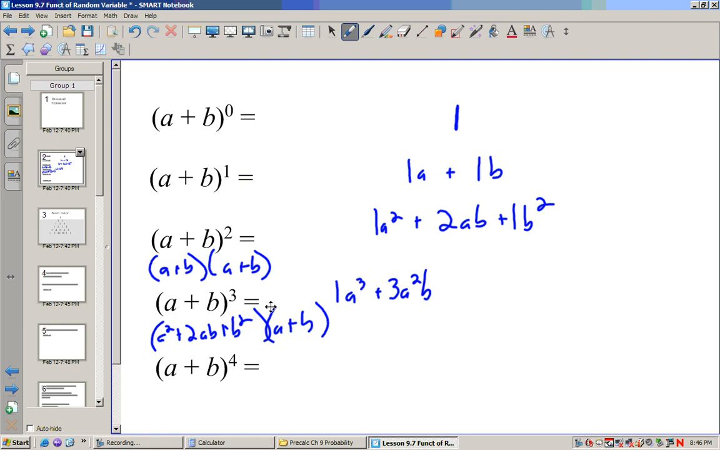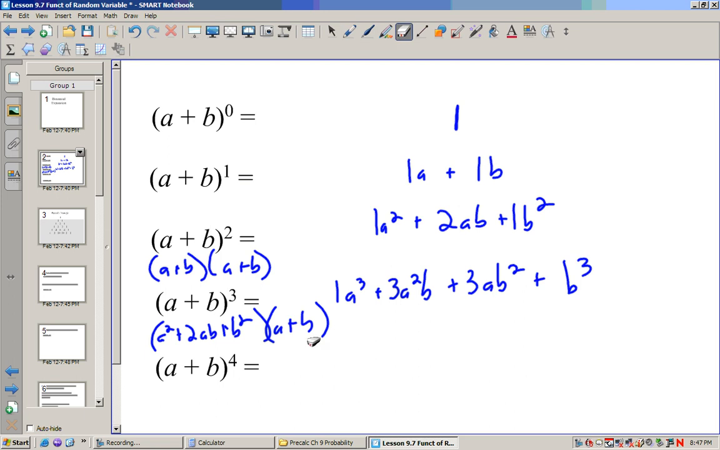Now I would do a times b squared, so that's 1ab squared, but I could multiply b times 2ab to get 2ab squared, so that would be 3ab squared. And then finally, b squared times b is b to the third power. Now, if we did this again, we would multiply this times a plus b.